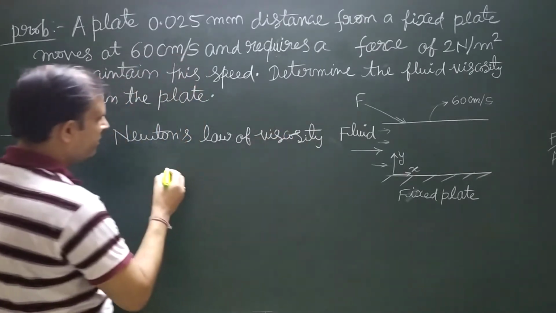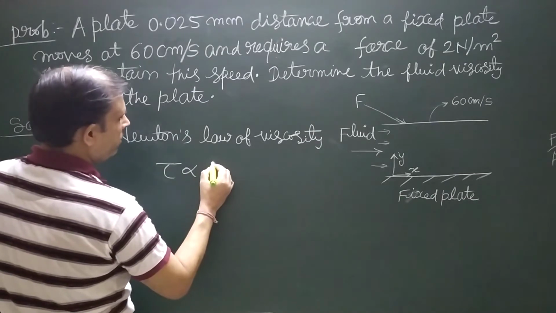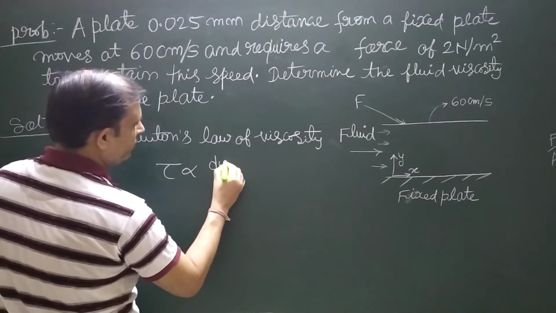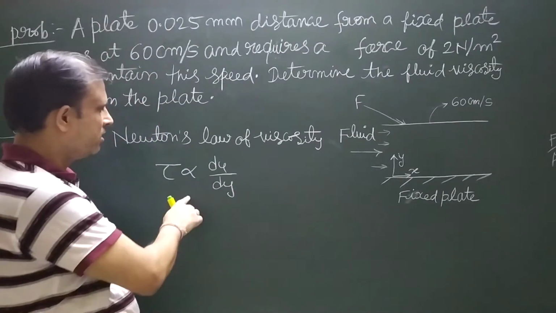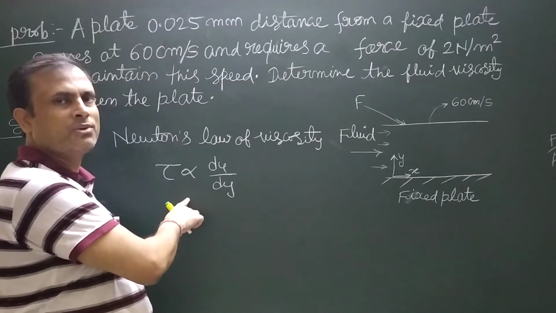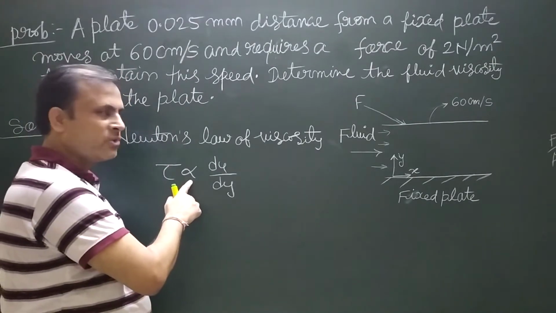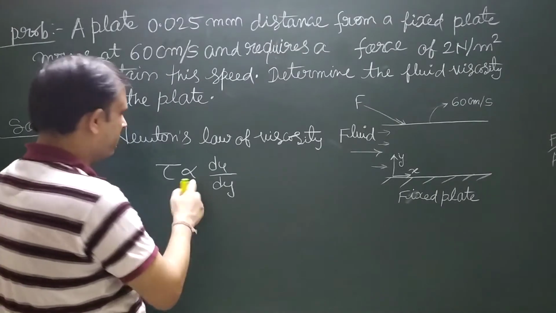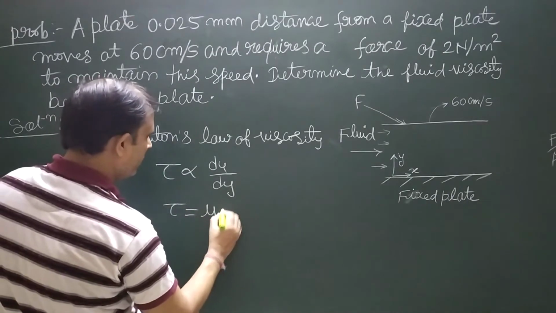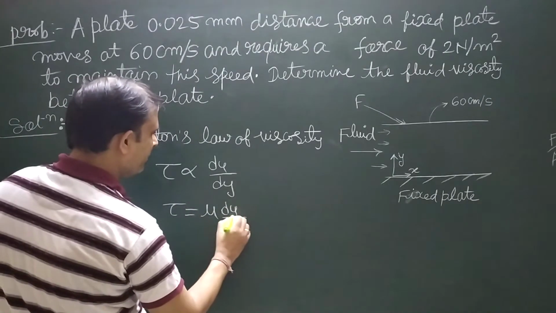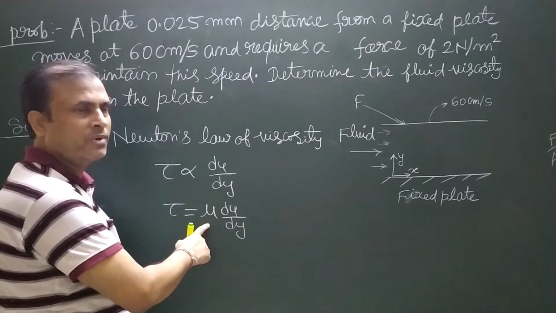Newton's law of viscosity in mathematical form: tau is proportional to the velocity gradient du by dy. A law which follows this mathematical relation is known as Newton's law of viscosity. When we remove this proportionality sign, we get a constant. So tau equals mu du by dy. This mu is known as the viscosity of a fluid.